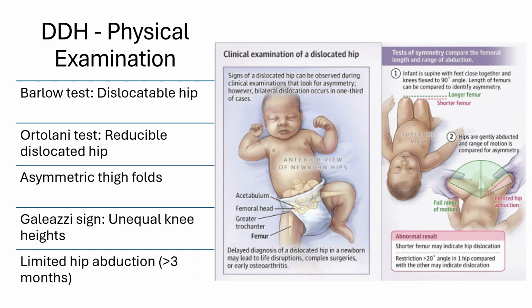Beyond these dynamic tests, static findings provide additional clues about hip problems. Asymmetric thigh folds suggest unequal leg positioning, while the Galeazzi sign shows unequal knee heights when the hips and knees are flexed. Limited hip abduction becomes apparent after 3 months of age when normal newborn flexor tone diminishes. Think of these examination techniques as building a complete picture. The dynamic tests tell you about current stability, while the static findings reveal the consequences of chronic hip displacement.